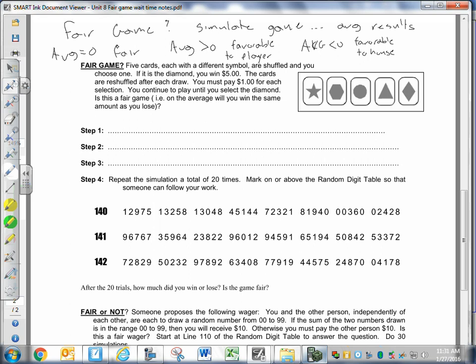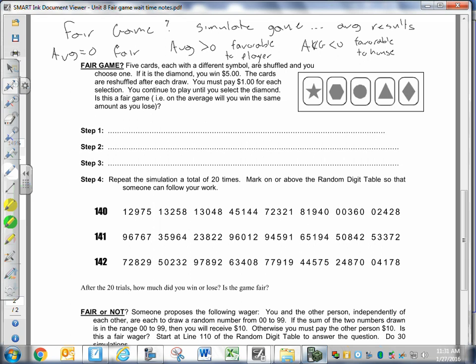All right. Is this going to be a fair game? I have five cards, each with a different symbol. They're shuffled, and we choose one. If we choose a diamond, we win $5. The cards are then reshuffled after each draw. You must pay $1 for each selection. You continue to play until you select the diamond, and then you stop. Is this going to be a fair game?